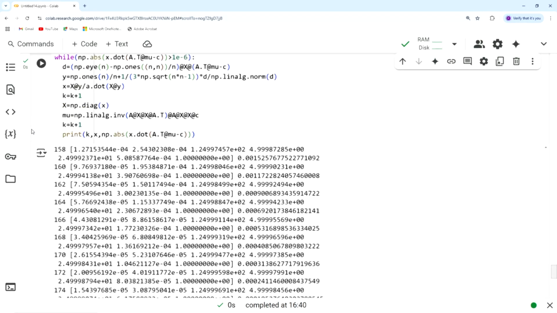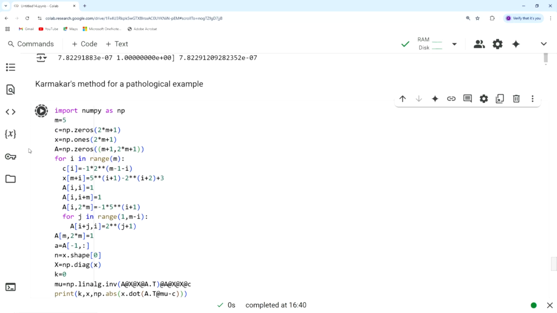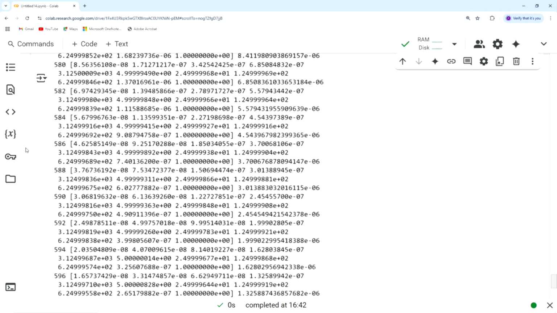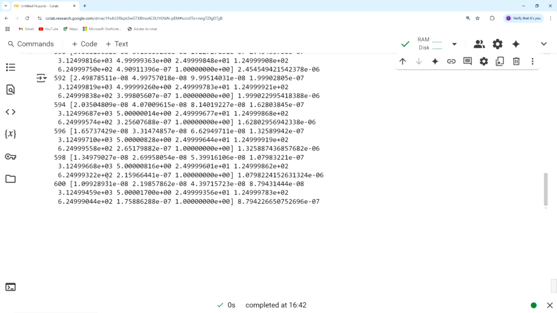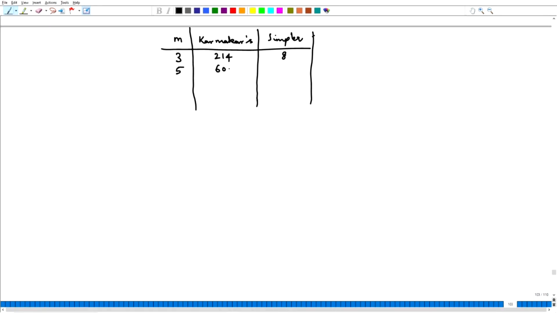So maybe it did not work for m equal to 3, let us try for slightly higher values of m. Let us start with m equal to 5, which is slightly higher. Let us see how many iterations Karmaker's method takes. It has taken 600 iterations, and the answer is 0, 0, 0, 0, 3125, 5, 25, 125, 625, 0 and 1. For 5, it has taken 600 iterations, and we know simplex is 2 power 5, 32. So still simplex is performing better.